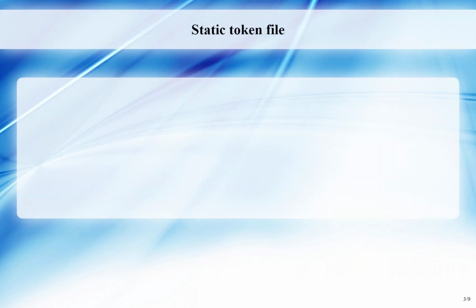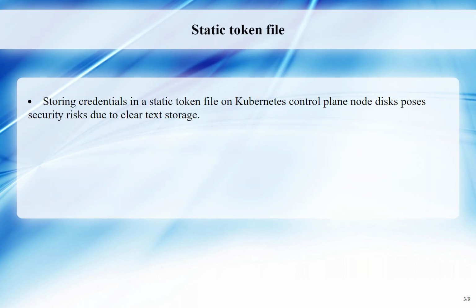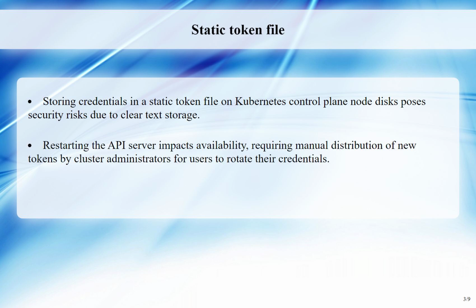Static token file. Storing credentials in a static token file on Kubernetes control plane node disks is not recommended for production servers due to security risks. Credentials are stored in clear text, making them vulnerable to exposure. Changing credentials requires restarting the API server process, impacting availability. There is no mechanism for users to rotate their own credentials, requiring cluster administrators to manually distribute new tokens. Additionally, there is no lockout mechanism to prevent brute force attacks.